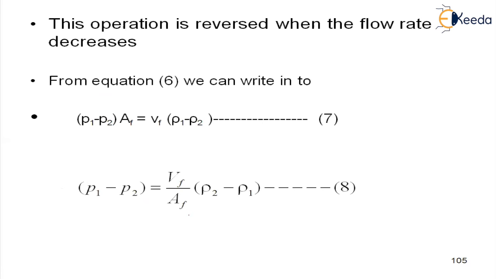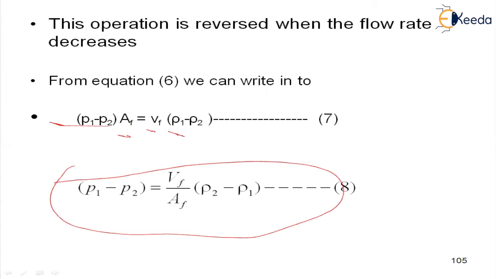Now from those particular equations, see the equations that I'm going to use. These are the parallel equations of the pressure differential, the area and the volume of the fluid. From this, bring P1 minus P2 outside, and that gives another equation. This operation occurs when the flow rate decreases, my dear students.